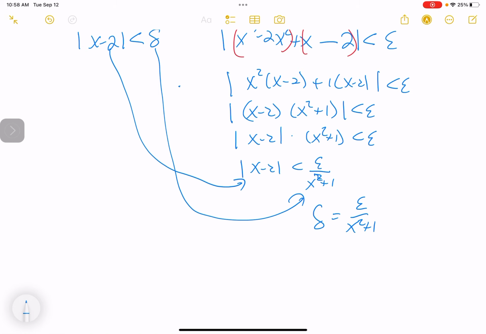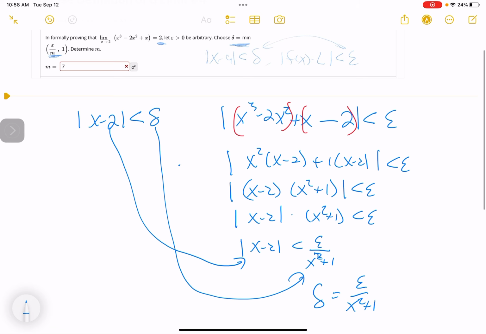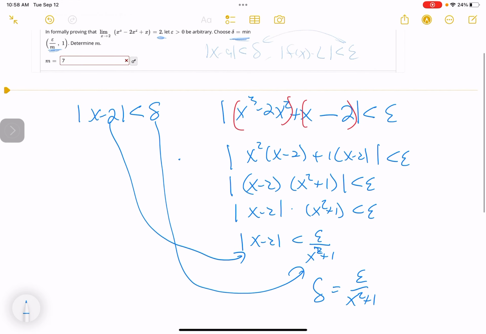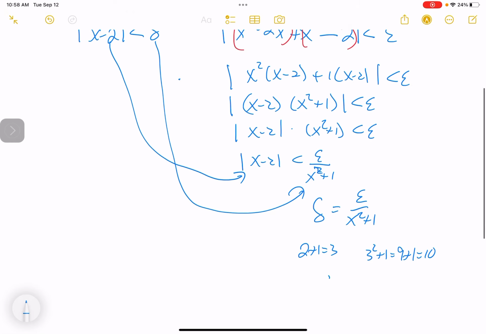Well, we have some things to choose. If we go outside of that 2 a little bit, we talked about the 1 here. What if we went 1 outside the 2, meaning 2 plus 1 is 3. If I looked at 3 squared plus 1, that's going to be 9 plus 1, which is 10. So we could say delta equals epsilon over 10. And so the m in this case could be 10, and that's the answer here. So we had some choice there.